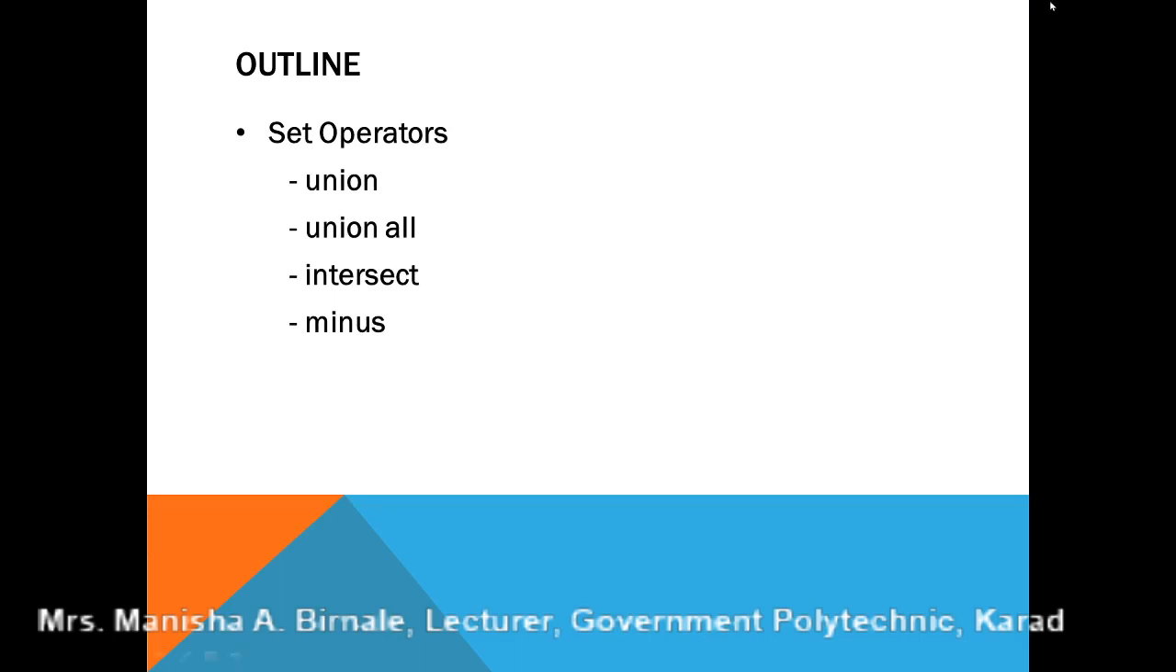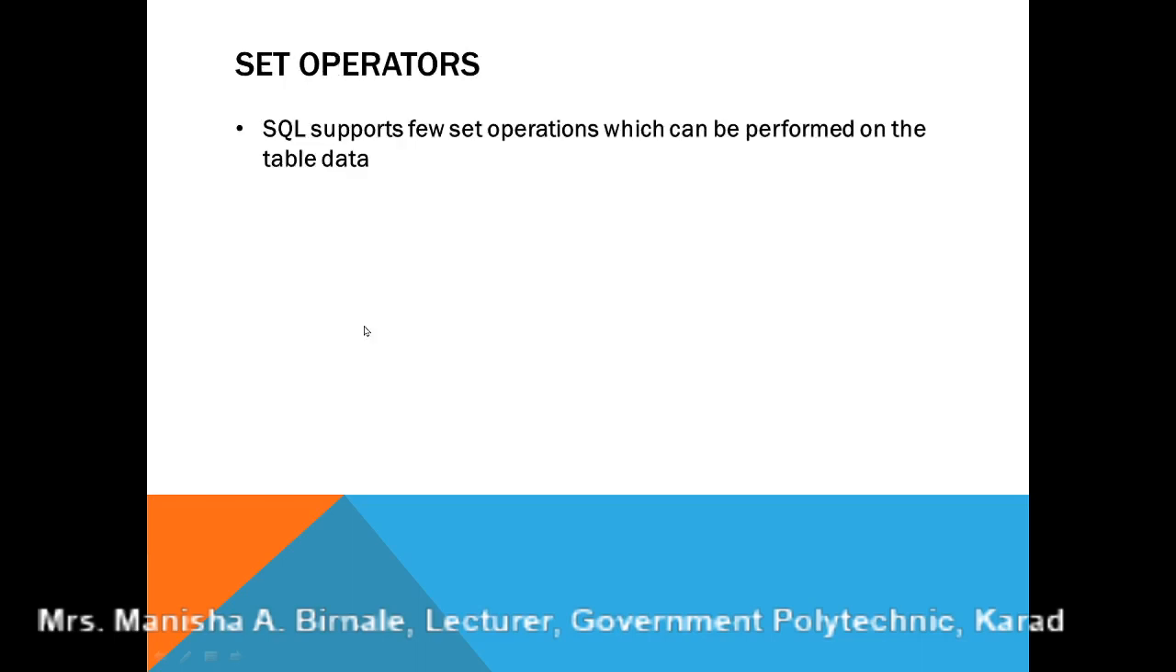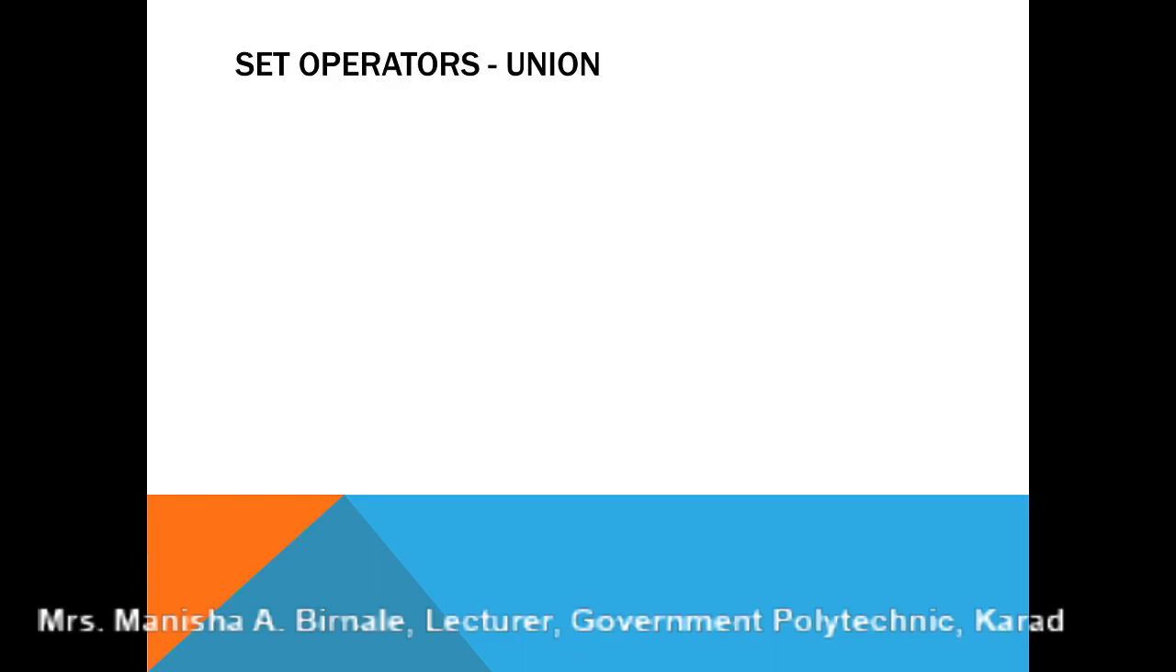We are going to learn set operators, and there are four types of set operators: union, union all, intersect, and minus. So SQL supports a few set operations which can be performed on table data. Different types of set operations are union, union all, intersect, and minus. In mathematics, you have seen those set operations. So let us first see the set operator union.